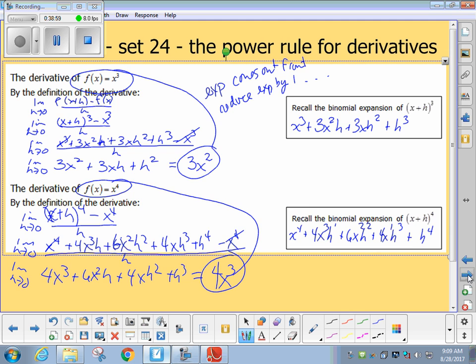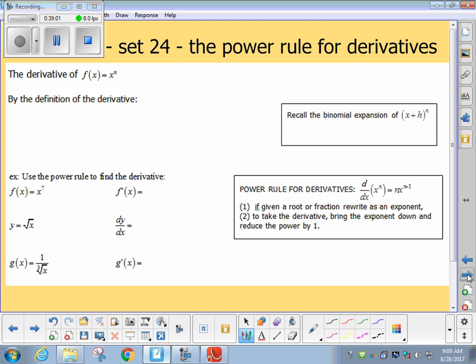Okay. Yeah, wanted you to see where it came from. Now the question is, can we prove that with the general? And the answer is no, we don't have time, so instead let's just go to the power rule. The power rule, if you take the derivative of some x to a power, it's bring the power down and reduce it by 1. It's crucial that you see this in all its forms.